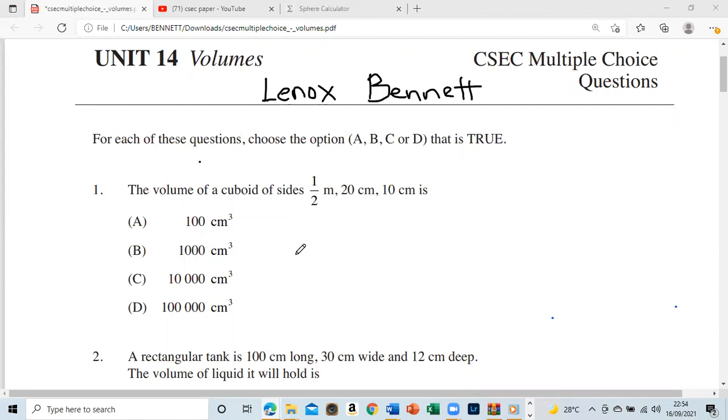As you can see, guys, we'll be looking at a couple volume questions. Unit 14, CSEC multiple choice. All right, so without further ado, let's get ready.